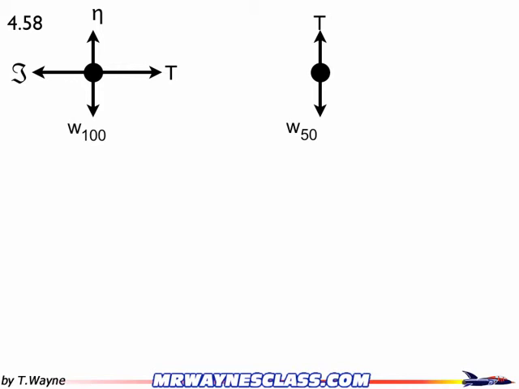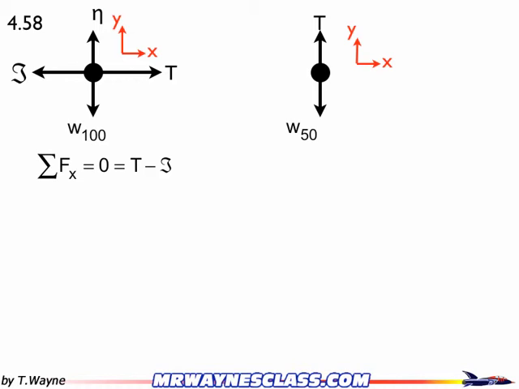Next step is to establish a coordinate system. So I'm going to choose just a regular x and y, parallel to the surface and perpendicular to the surface for the block that's on the table. For the hanging block, I'll just choose up and down along the tension, and left and right really doesn't matter because there aren't any forces left and right. Same with the forces for the block on the table.